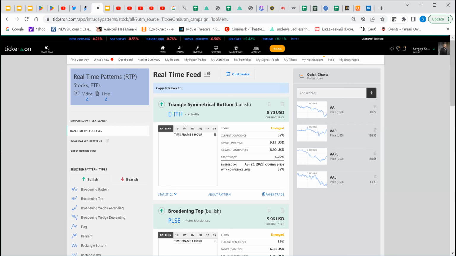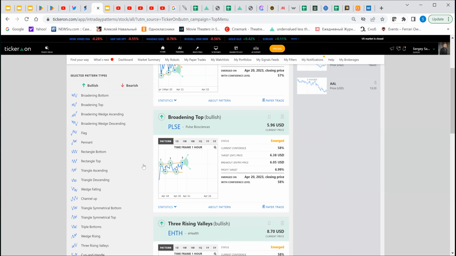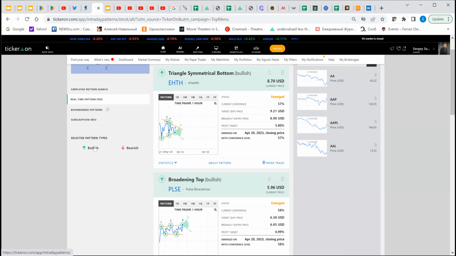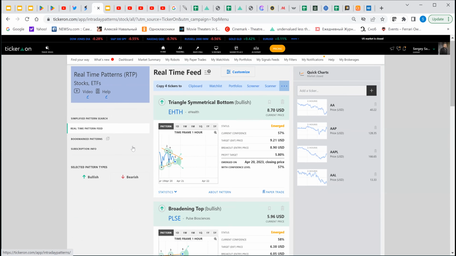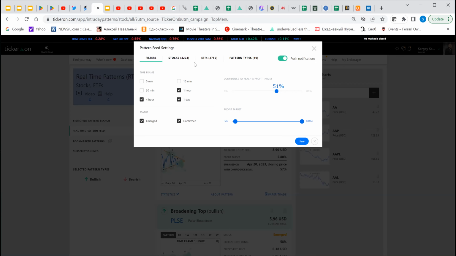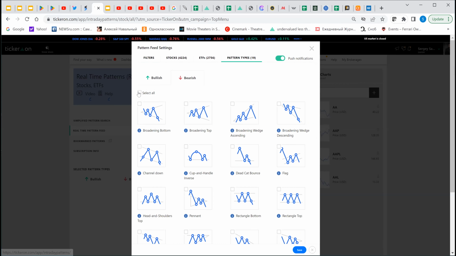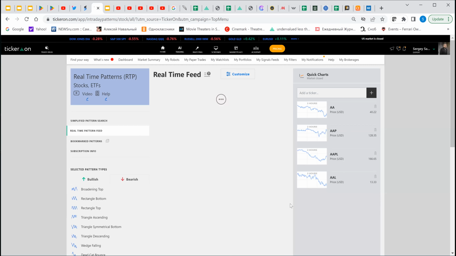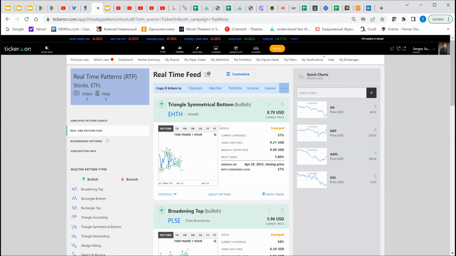And now it is generating all bullish patterns, and there's nothing on the bearish. I didn't ask. So if I want to ask for bearish, I go to the pattern types, bearish, select all, save, and now it is going to generate bullish and bearish patterns. You see, selected patterns: both. So you are pretty much in charge of creating your own rules and then using this tool.